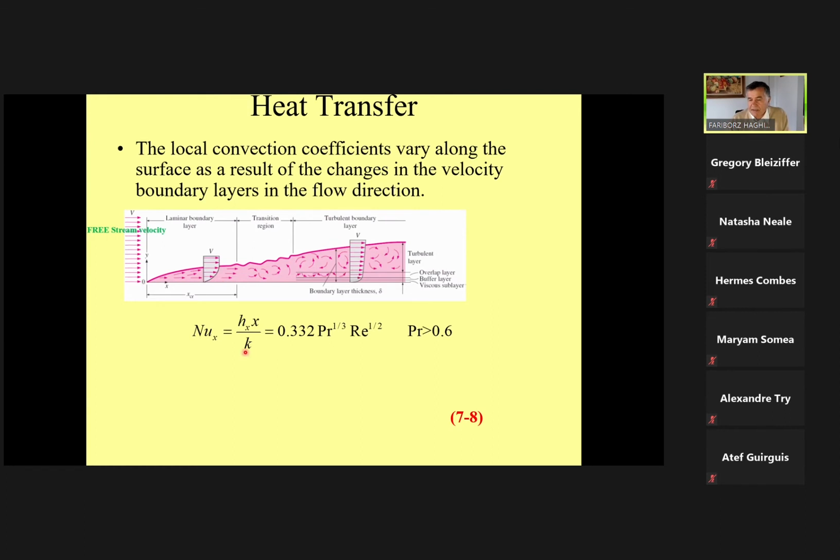We said this is the heat transfer coefficient. This is the local Nusselt number. Remember, this x is not for beauty. It represents a given point. We define the local Nusselt number, and that gives us the local heat transfer coefficient at the point I want to calculate. If I want to calculate the heat transfer coefficient here, this is my length from here to here.